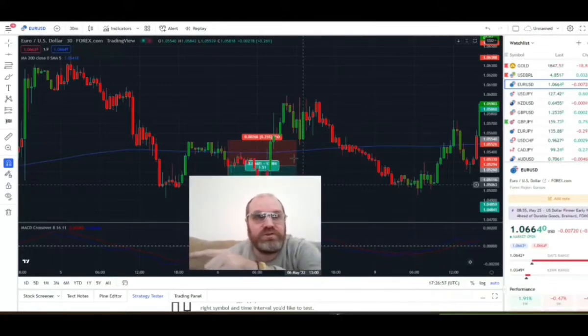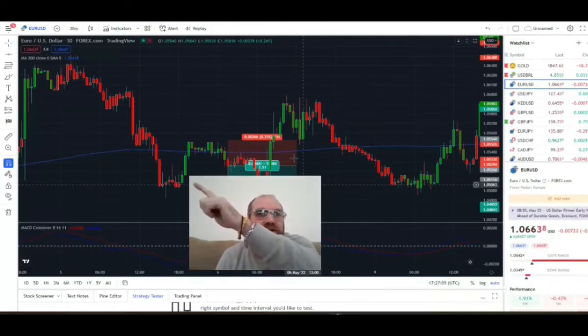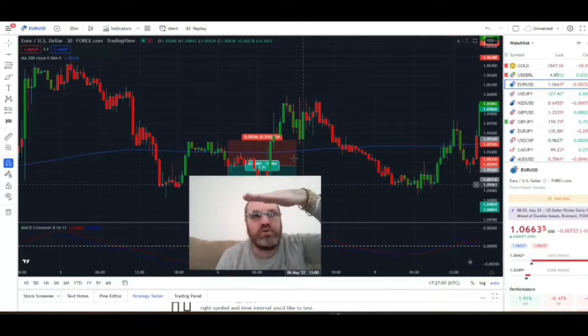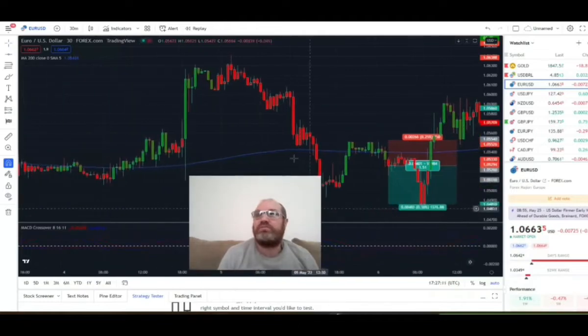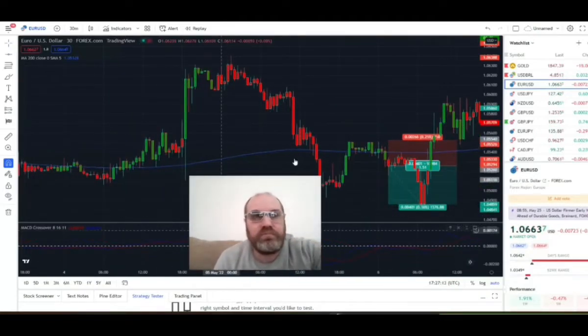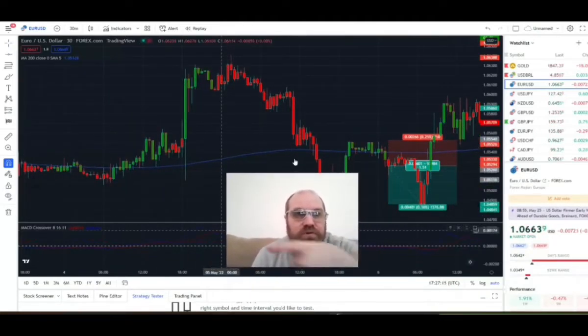Here you see, for example, this is not a long trade because you can see we are below the 200 moving average, the blue line you see. We need the bars, the candlesticks, to be above the 200 moving average to take a trade. So that's not a trade for us. Like for example, you see here, we are crossing down, but we are above, so we are only looking for buy trades.